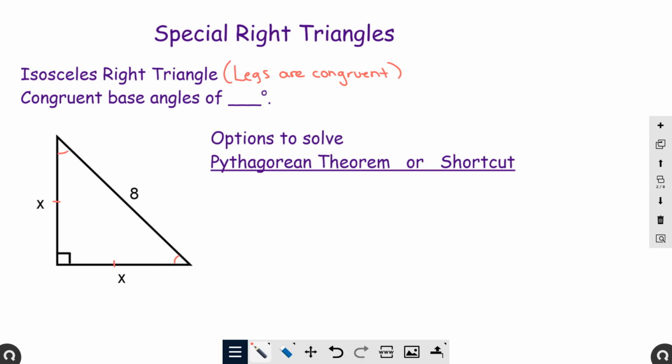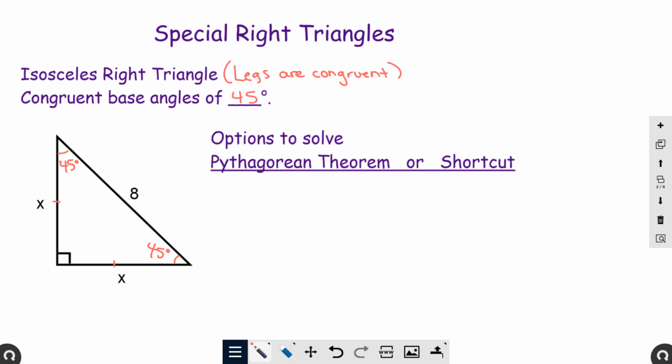Now, in a triangle, all the angles add up to be 180 altogether. So our two base angles separately would add up to be 90, and if they're equal, we could split 90 in half and we get 45. So our base angles here are both 45 degrees. So this example here is an isosceles right triangle.